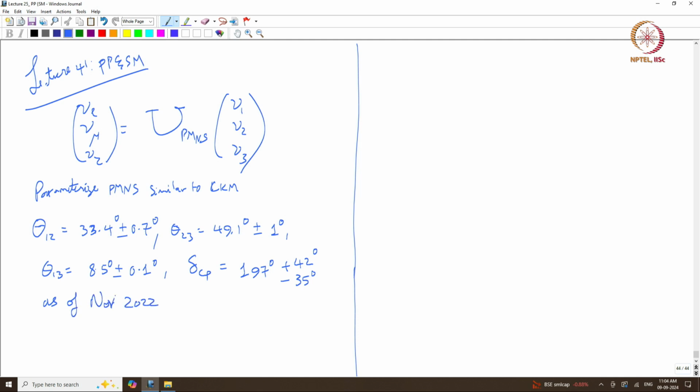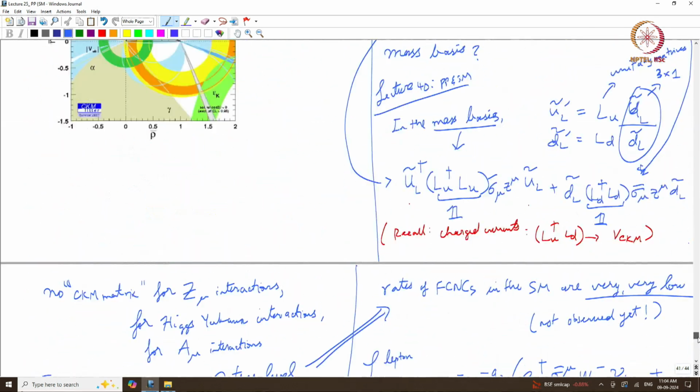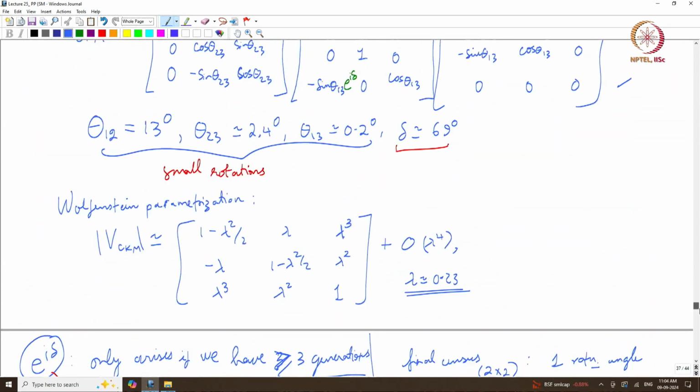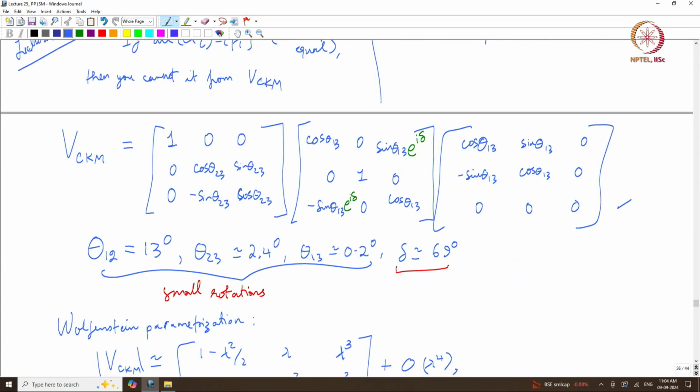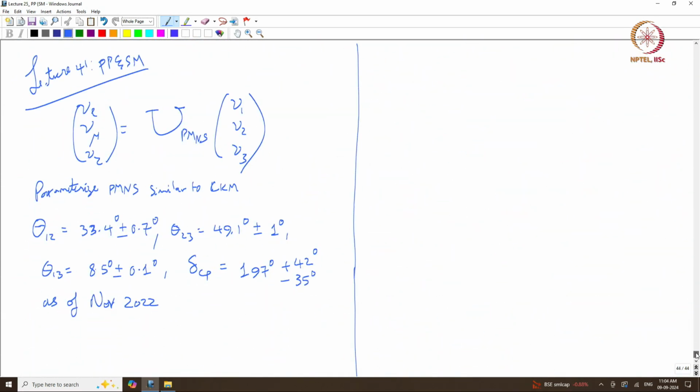Okay. Why am I writing this? Because this is all an ongoing measurement. Okay. Notice a couple of things here. Remember again, when we parameterized the CK matrix, and I wrote this down, right, these are all small angles, right. So, there were small rotations, correct, among the different flavors, but these are not particularly small, the first two are not particularly small, right, they are somewhat sizable, right.